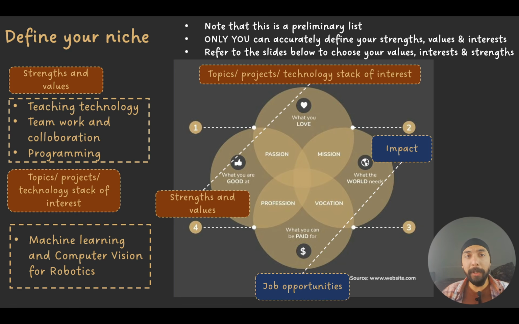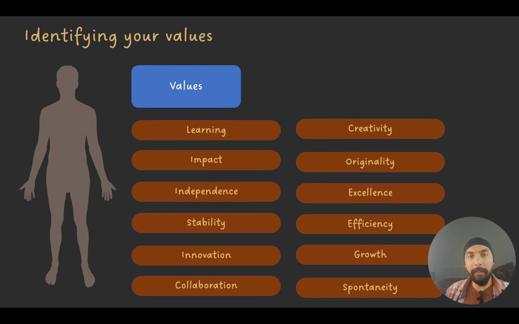And note that this is a preliminary list, and one can only accurately define their own strengths, values, and interests when they really spend some time and introspect and really decide it on their own. So if you are following this video and really defining your own curriculum, you should pause the video and maybe think about what kind of things you're really interested in, what are your values and strengths, and I'll be talking about how you can do that in the coming slides.